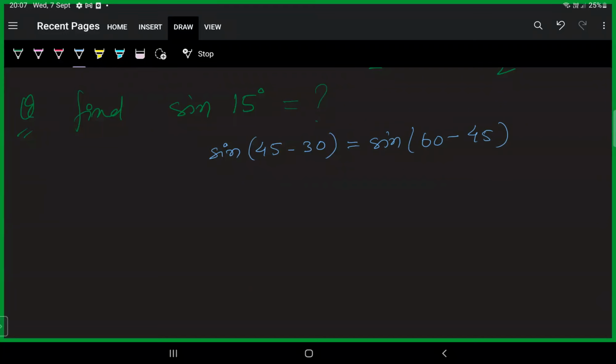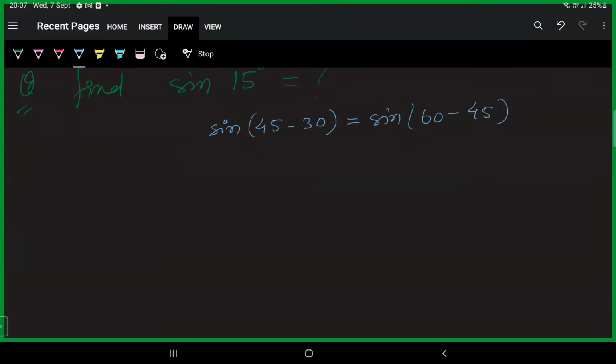You know sine A minus B. Just now we have learned it, right? So do it fast. Tell me the result. You just need to substitute the value. That's it. So this is equal to what? Cos 30 sine 45 minus cos 45 sine 30.